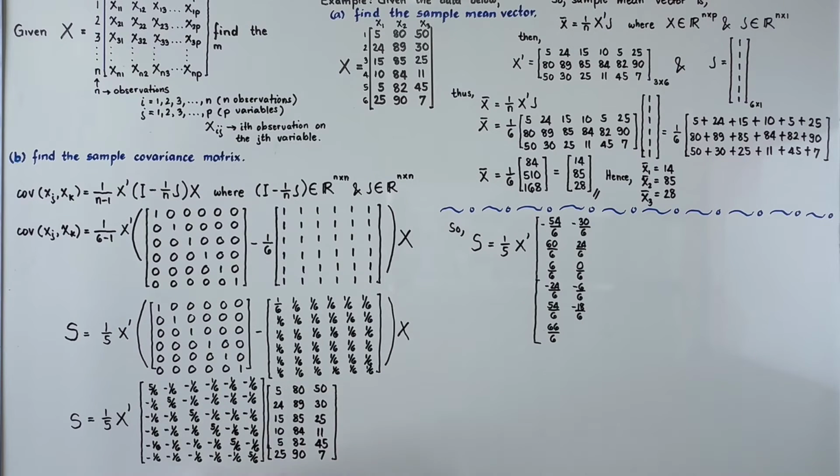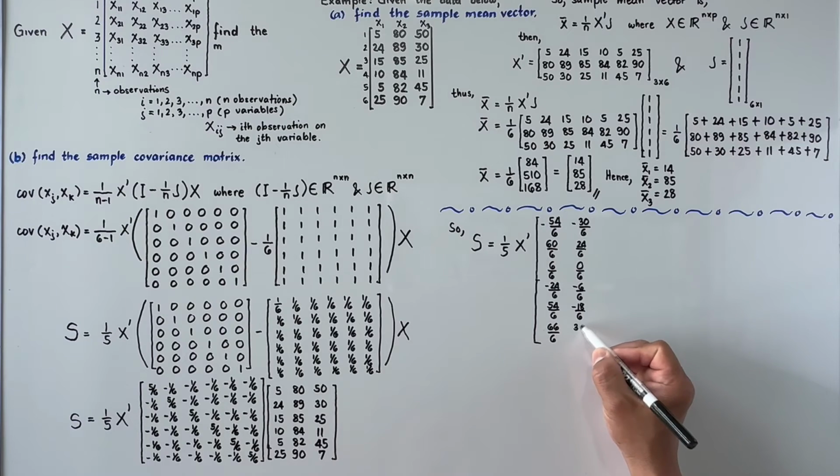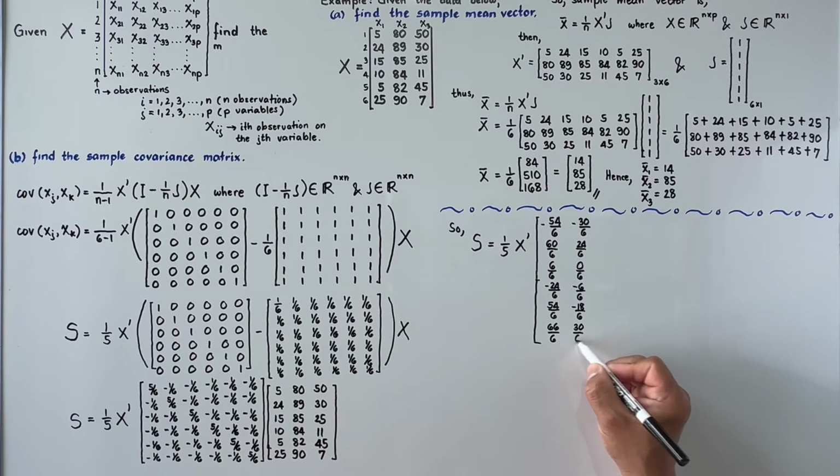And lastly, we multiply the last row by the second column. So we have negative 80 over 6 minus 89 over 6 minus 85 over 6 minus 84 over 6 minus 82 over 6, and added to the product of 5/6 and 90, which is 450 over 6. And combining all the 6 products there, we have 30 over 6.